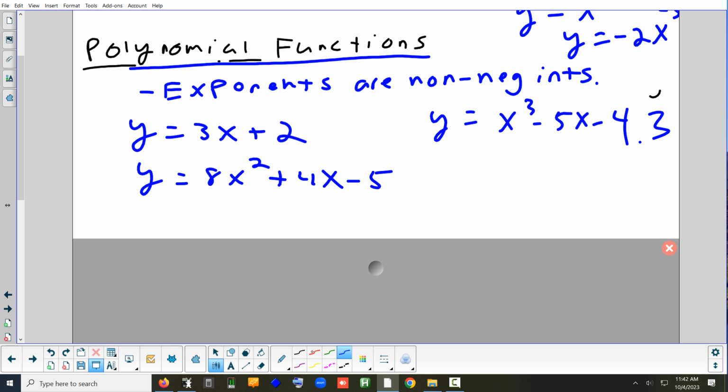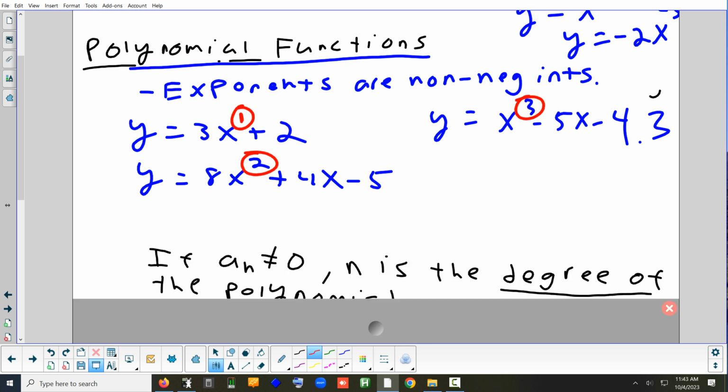Now, if we look at it, this number is something special. So is this number. Does anyone remember what the exponent of the term with the biggest exponent is called? It begins with a D. Like in this case it's a 2, in this case it's a 3, in this case it's a 1. Those numbers describe the something of the polynomial. Yep, degree. The degree.